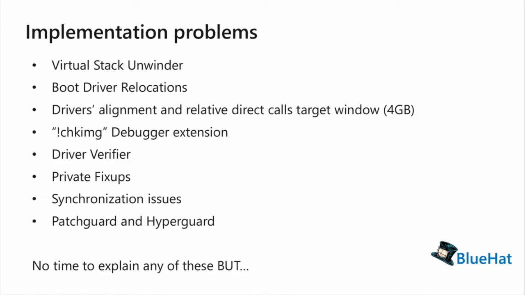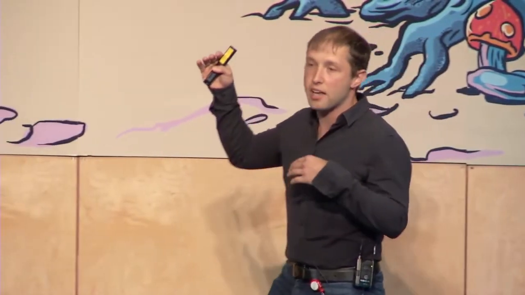As you can see, here are the implementation problems that we faced. There are a lot. I don't have time to explain all of them, so I can only say something. For example, the virtual stack unwinder. We had some problems with boot drivers relocation. When the NT kernel in the beginning was relocating the drivers virtually, a driver could be 4 GB far from another one. So we couldn't apply import optimization because, as you know, the direct rel32 call or jump uses a 4 GB window, so we were screwed basically.